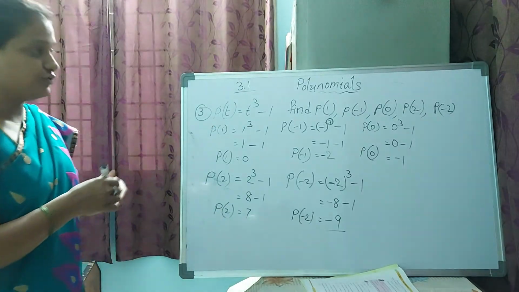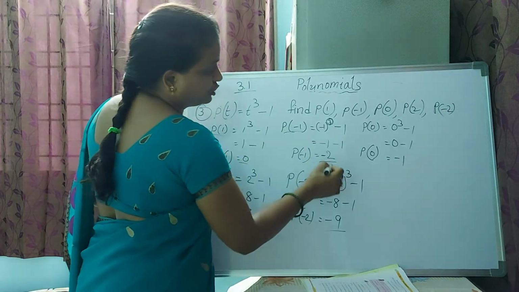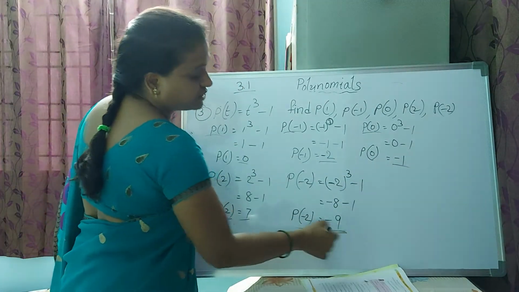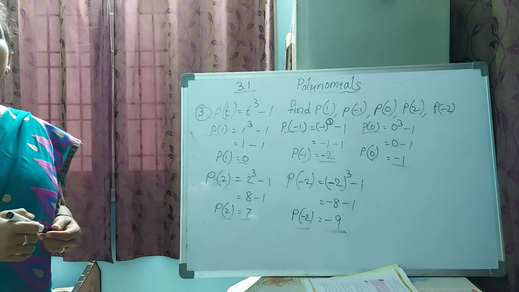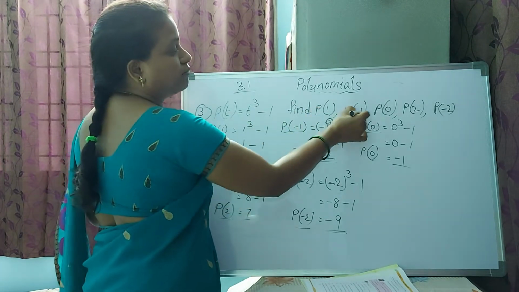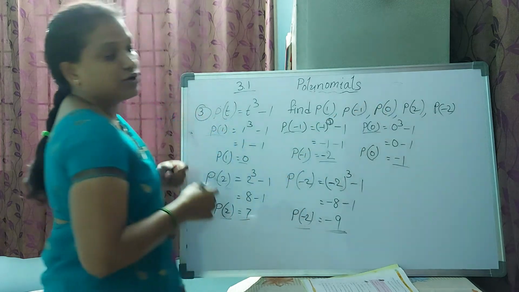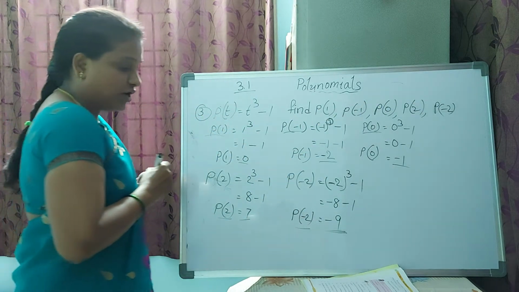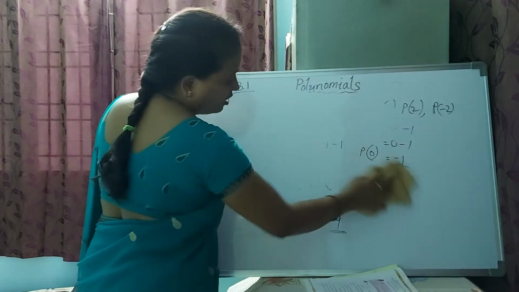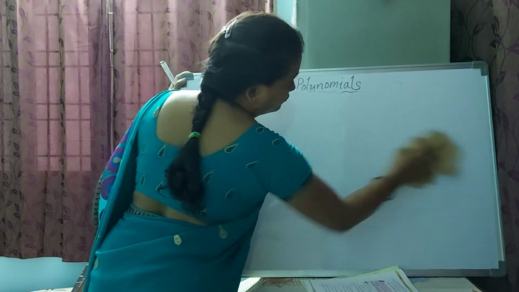So, the values: P of 1 is 0, P of minus 1 is minus 2, P of 0 is minus 1, P of 2 is 7, P of minus 2 is minus 9. In this way, you have to replace the t values. Instead of t, you have to write 1, minus 1, 0. Wherever you find t, you have to replace them with these values and find out the values of the polynomial. Next, this is the third one. Next, we will see the fourth one. The fourth one is the same as the fifth one. So, I will tell you the fourth; the fifth one you do on your own.